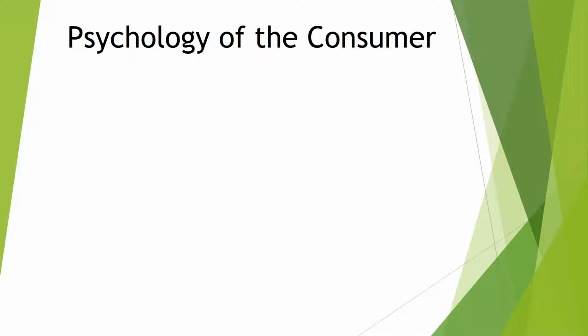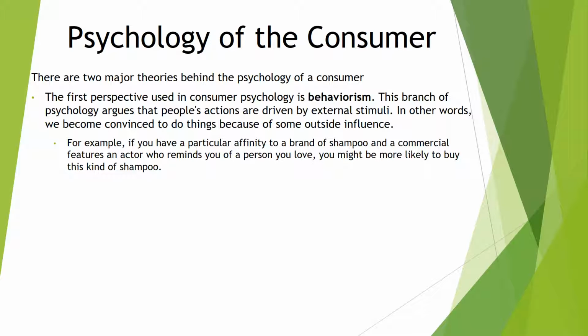So now we go on and get into the psychology of the consumer. There are 2 major theories, and there are always 2 major theories behind the psychology of a consumer. The first perspective is behaviorism. This branch of philosophy argues that people's actions are driven by external stimuli. In other words, we become convinced to do things because of an outside influence. For example, if you have a particular affinity for a brand of shampoo and a commercial features an actor who reminds you of a person that you love, you might be more likely to buy this kind of shampoo. And all this works by no means at the surface. This is getting deep down into the psychology of a mind.